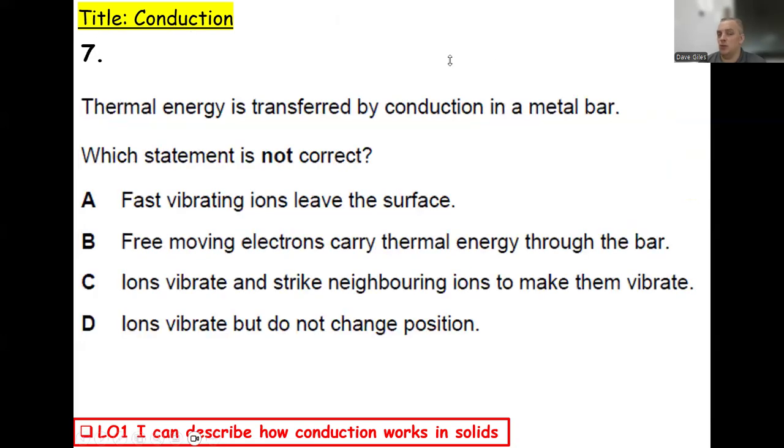And, sorry, it's number 7. Thermal energy is transferred by conduction in a metal bar. Which statement is not correct? So which is the false statement? We'll start from the beginning. Fast vibrating ions leave the surface. Well, we're not talking about heating up a liquid here. So yeah, it's that one, A. That is false.